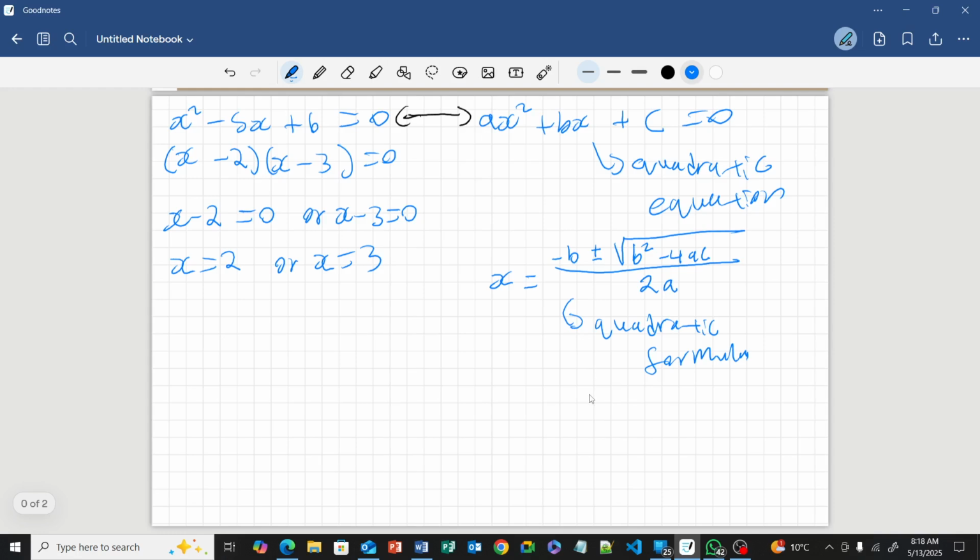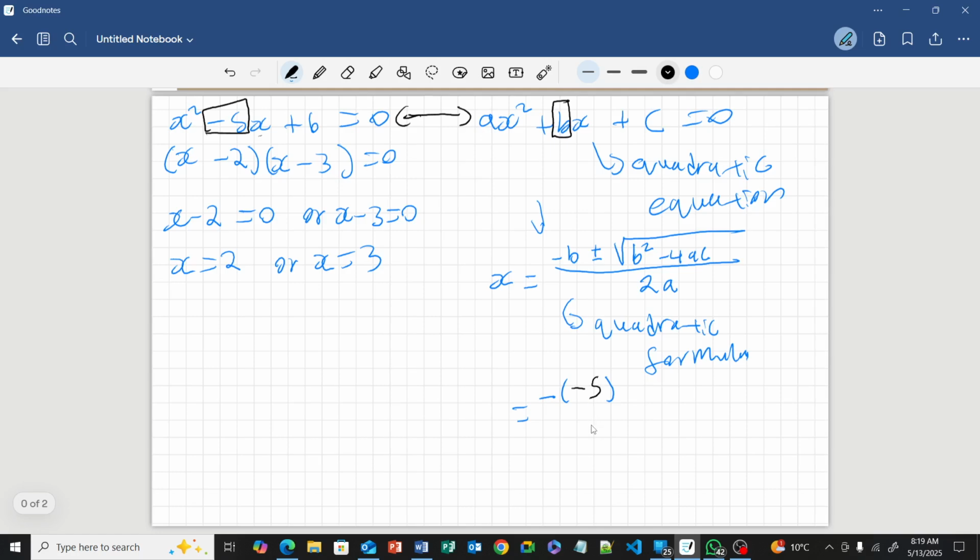So now we are going to substitute. What is the value of a? What is the value of b? What is the value of c? Now according to the formula, we have minus, then b, we open brackets, then we look for b. B is the coefficient of x. So this is x, that is b. So we substitute minus 5.